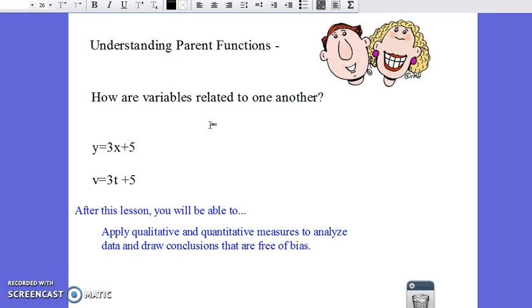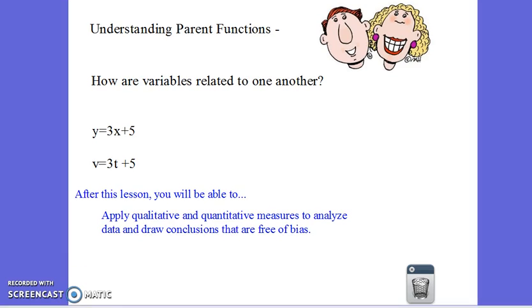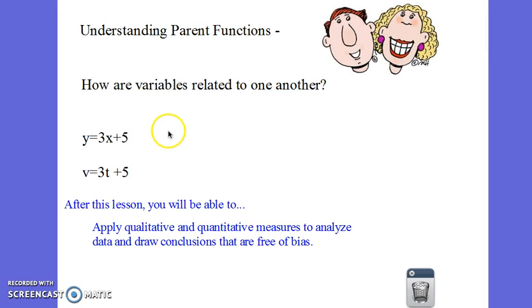Basically, a parent function is the simplest form of a function or a specific type of function, as close to the origin as you can get. Origin being the center of your graph, the point (0, 0). And we are going to use parent functions to understand how variables are related to one another. Basically, in physics, we're going to be looking at a graph and figuring out, well, what does this tell me about the x and the y variables?